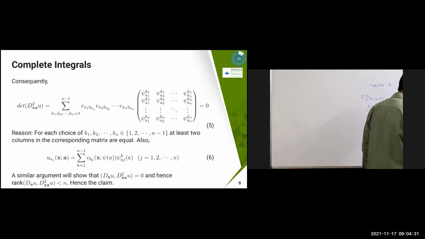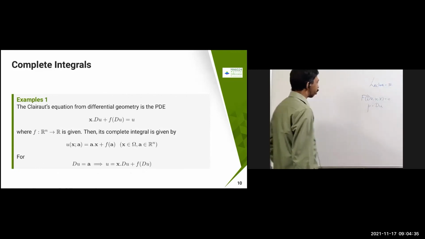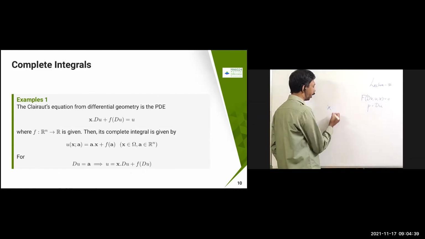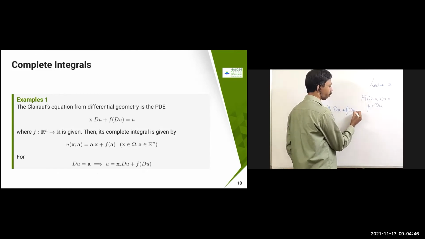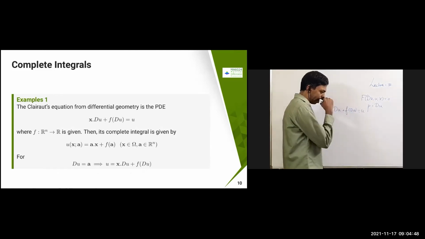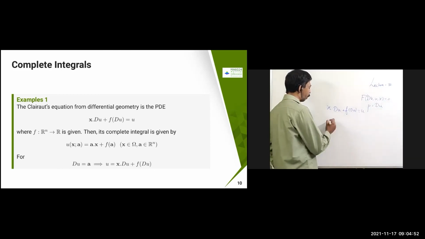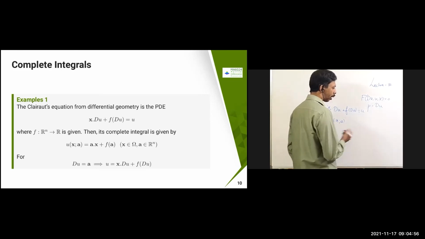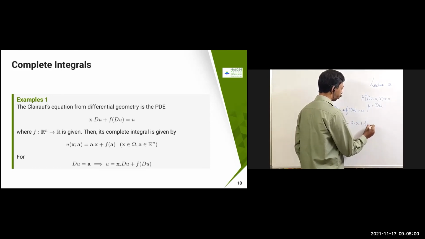Now let us go for some complete integral solutions. How do we solve this? For example, take Clairaut's equation, x times Du plus f of Du equal to u. What is the solution going to be? You can take the parameter family u of x comma a. The complete integral can be given as a times x plus f of a.